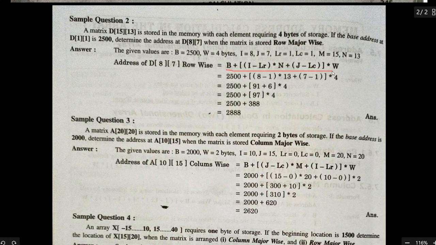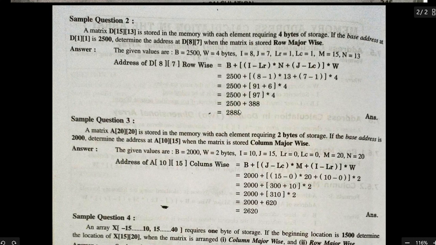Read this formula carefully. Directly you have to apply this formula and find the result. Put all the values in place: B is 2500, I minus LR, and the value of N is 13 because it is the row measure system. So here we have to use N. In the row measure system, I minus LR is multiplied by the number of columns, and here J minus LC. Put the values here and perform the calculation, and after that you will get the result.